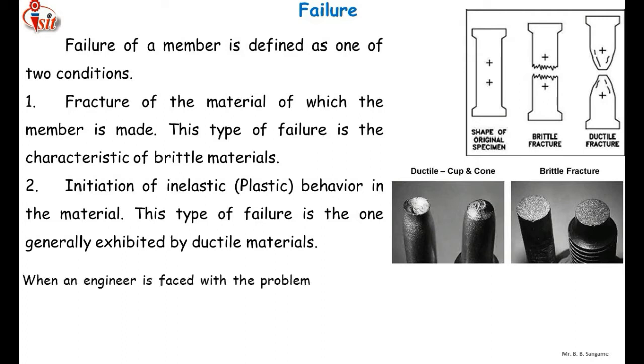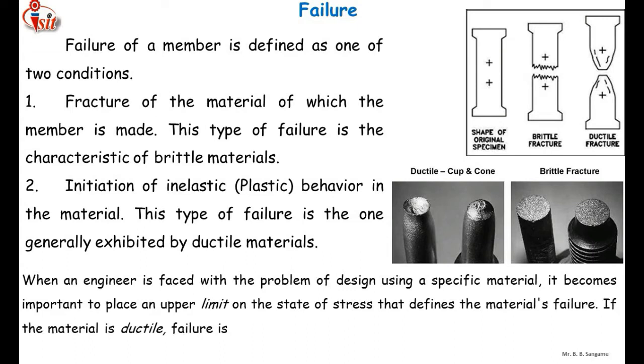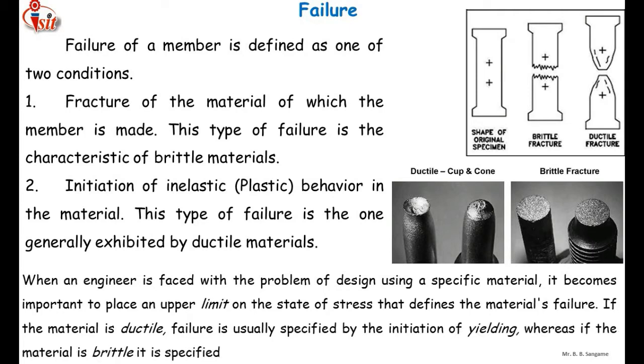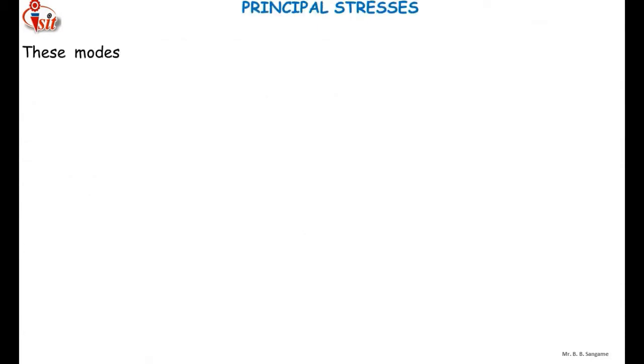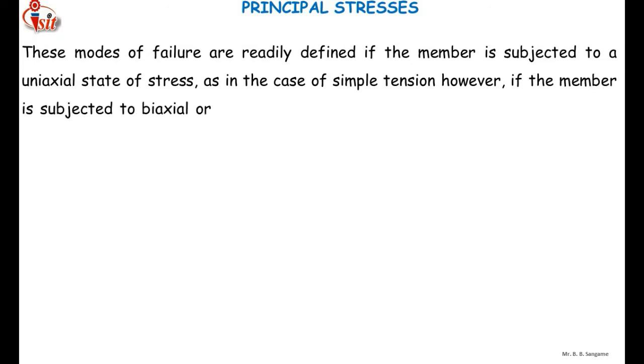When an engineer is faced with the problem of design using a specific material, it becomes important to place an upper limit on the state of stress that defines the material's failure. If the material is ductile, failure will take place by yielding, or if the material is brittle, then the failure will take place by fracture. These modes of failure are readily defined if the member is subjected to a uniaxial state of stress, as in the case of simple tension.